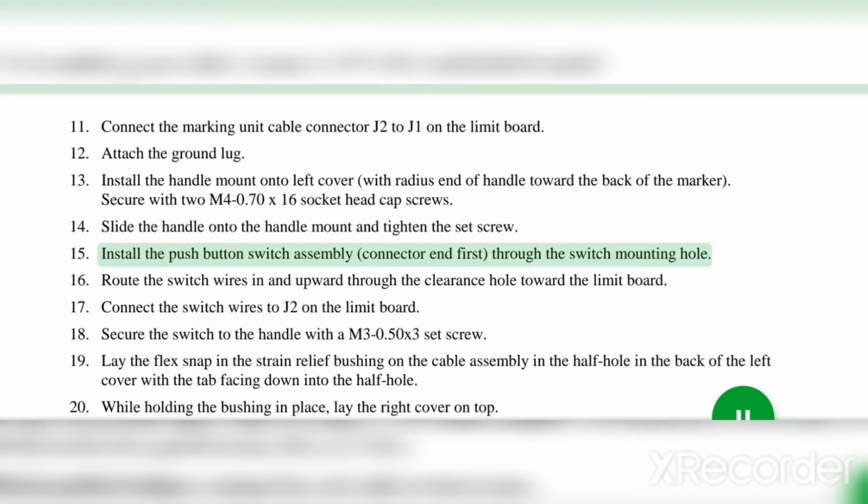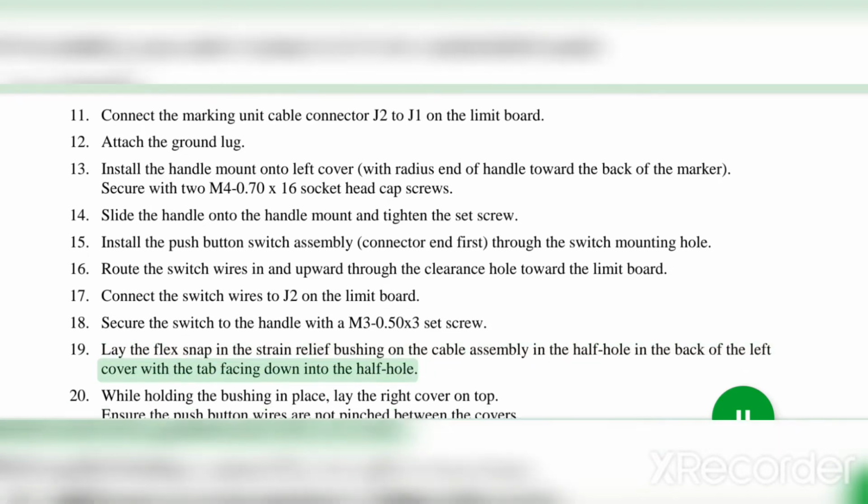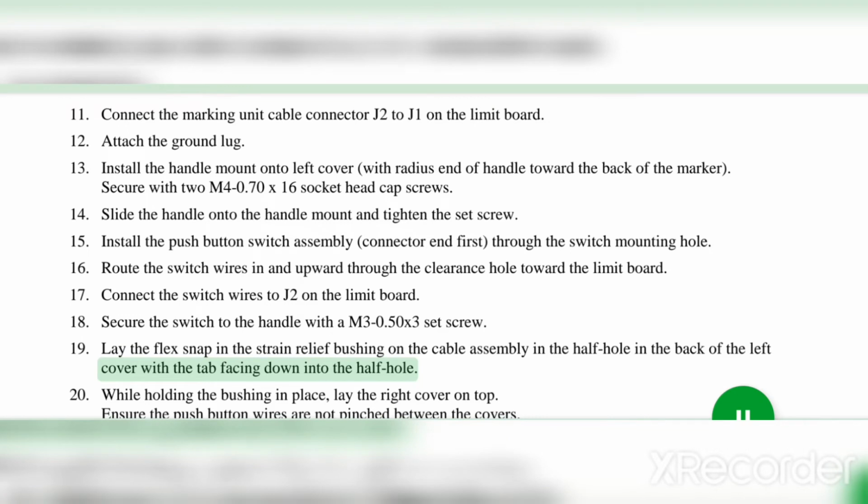15. Install the push button switch assembly connector end first through the switch mounting hole. 16. Route the switch wires in and upward through the clearance hole toward the limit board. 17. Connect the switch wires to J2 on the limit board. 18. Secure the switch to the handle with a M3-0.50x3 set screw. 19. Lay the flex snap in the strain relief bushing on the cable assembly in the half hole in the back of the left cover with the tab facing down into the half hole.